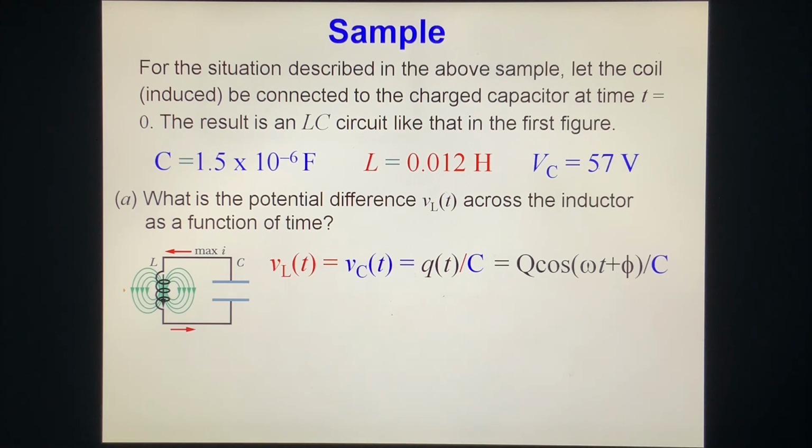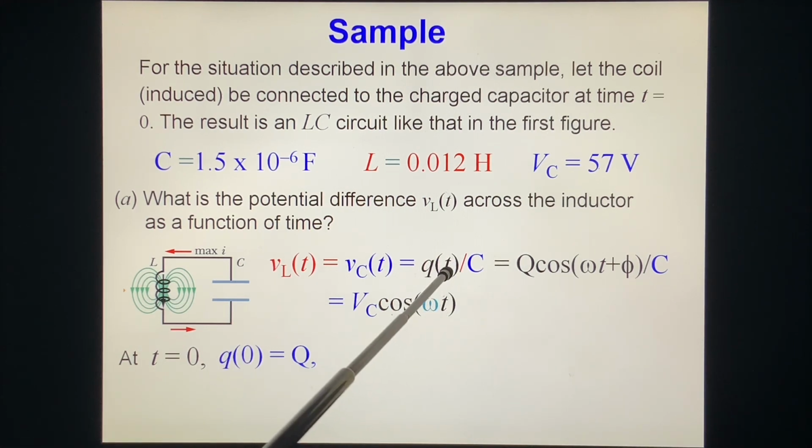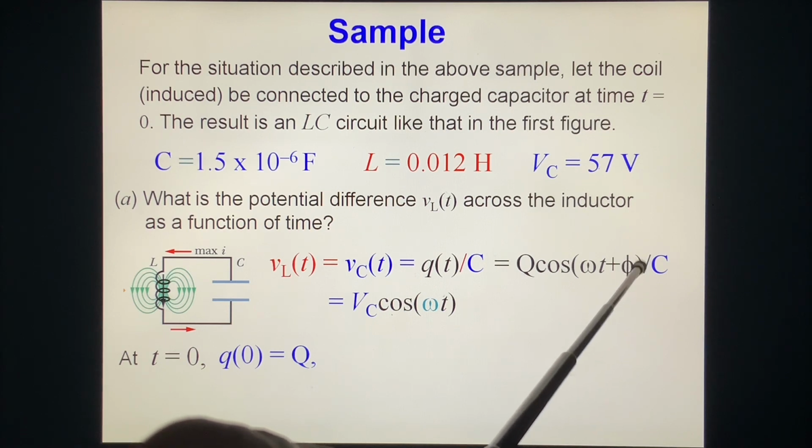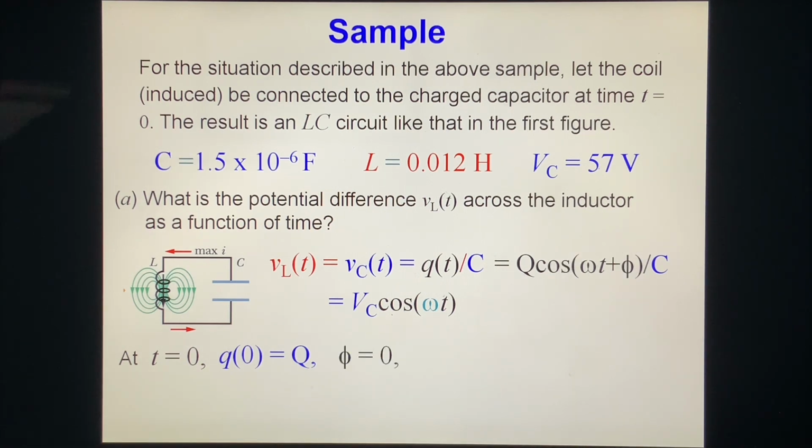Okay. Now let's see the condition. As given, t equal to 0. This is a maximum voltage, also maximum Q. So Q0 equal to big Q, the maximum Q. And we put this one here, t equal to 0. So we find phi equal to 0. And phi equal to 0, this is Q over C cosine omega t. And Q over C is VC, the maximum, cosine omega t. We find VC, we find omega, we get the answer.